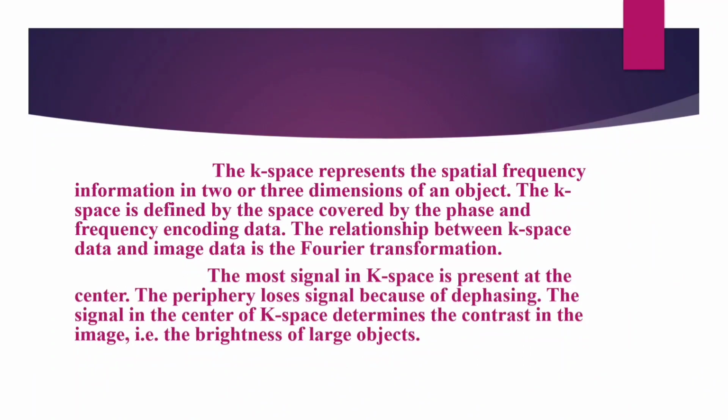The most signal in K-space is present at the center. The periphery loses signal because of dephasing. The signal in the center of K-space determines the contrast in the image, that is the brightness of large objects. So the most signal within the K-space is present at the center.